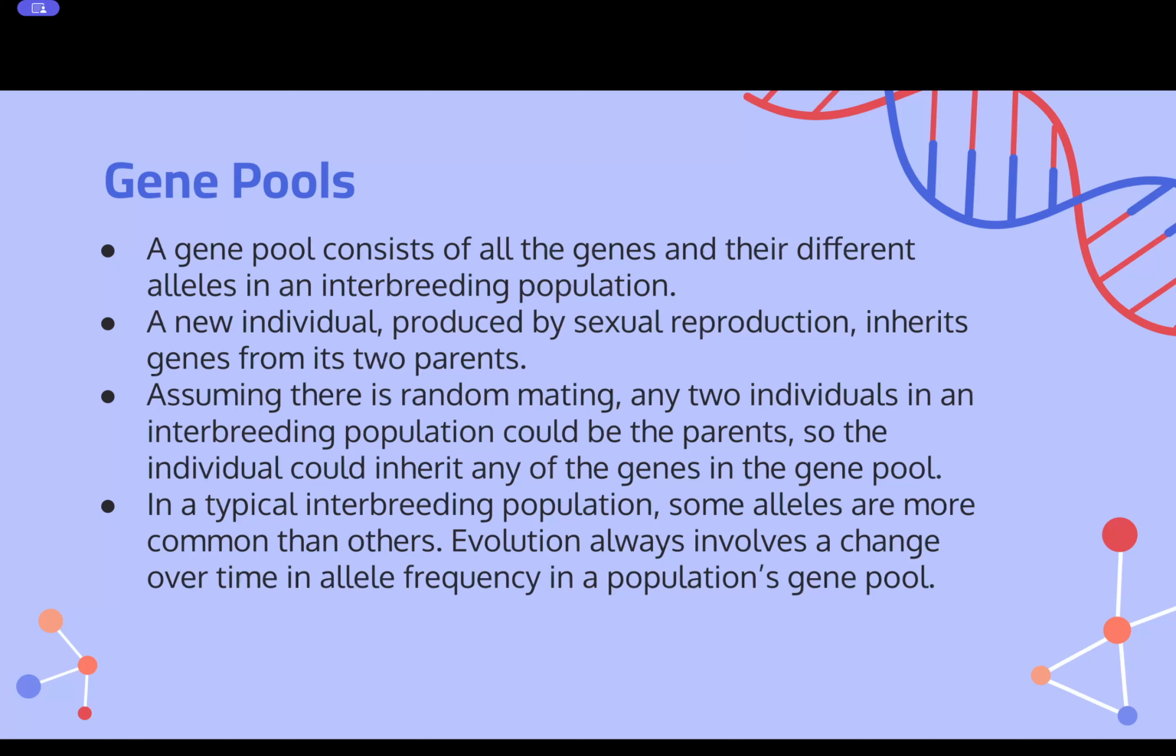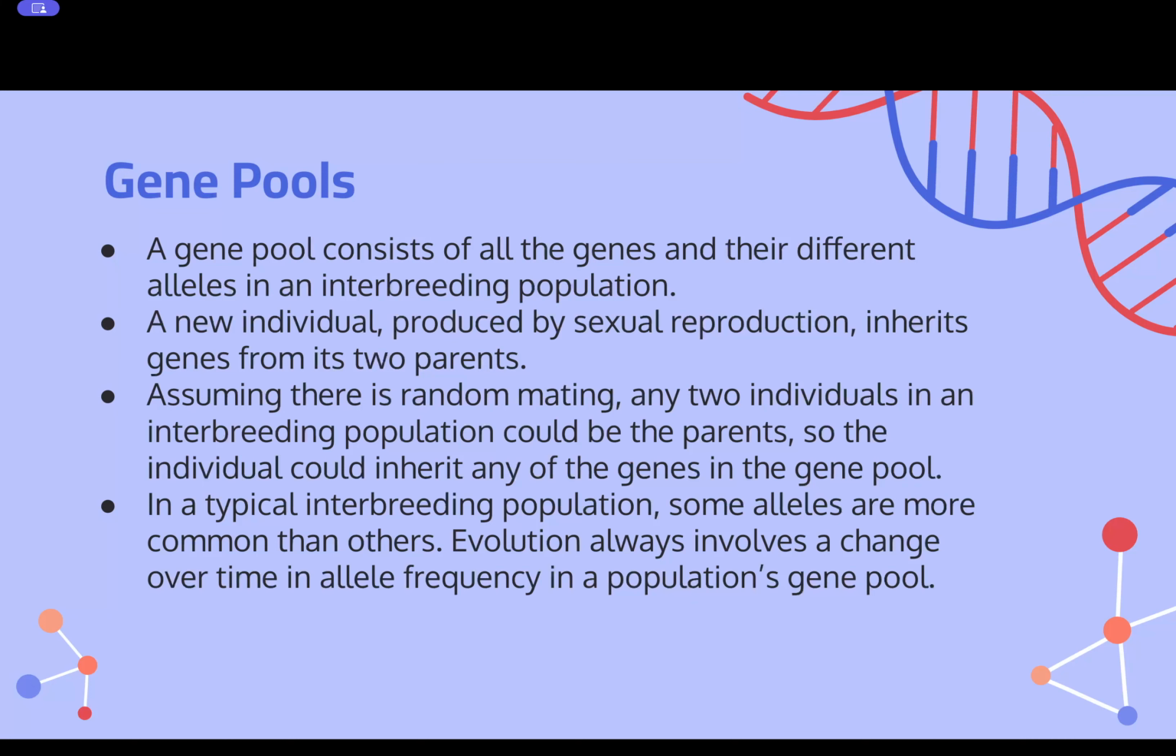So any new individual that is produced by sexual reproduction inherits genes from its two parents. We know that. That's how inheritance works. Assuming that there is random mating, so in a wide population of animals or plants, you don't know who is mating with who, then any two individuals in an interbreeding population could be the parents. This is not like human relationships, so it doesn't mean that they have to mate with the same person. So any two individuals could be the parents, which means that a newborn individual can have any of the genes in the gene pool.